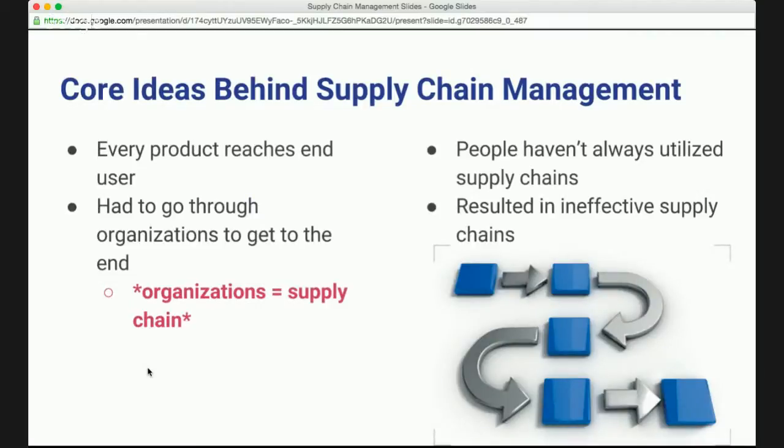There are a few core ideas behind supply chain management. The first is that every product will reach an end user, and in order to do so, it had to go through many organizations to get to this destination. And the organization is basically what the supply chain is. Now, the supply chain has been in existence for quite some time, but companies used to be closed-minded, and therefore they only thought about what went on inside their own walls, and this resulted in an ineffective supply chain.